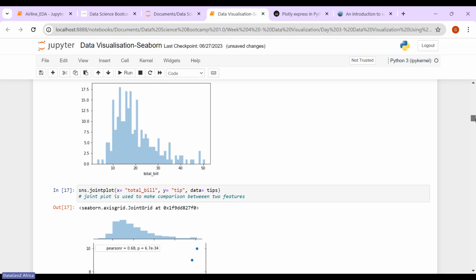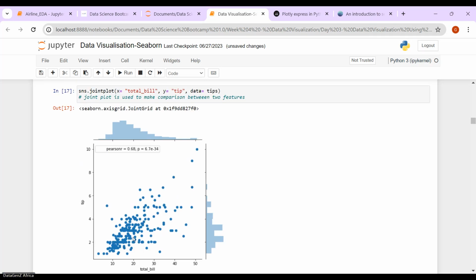What it does is it gives you a scatter plot of the relationship between those 2 numerical data, between tip and total bill. What is the relationship? You can see that it's telling you there is a positive relationship. When you see that the dots are tilted towards a straight line, it's a positive correlation between the 2 numerical data. And even here, it tells you the Pearson correlation. You can see that it's 0.68.